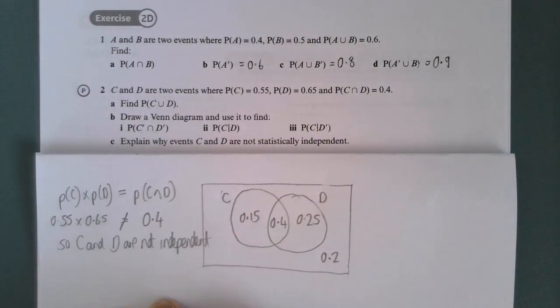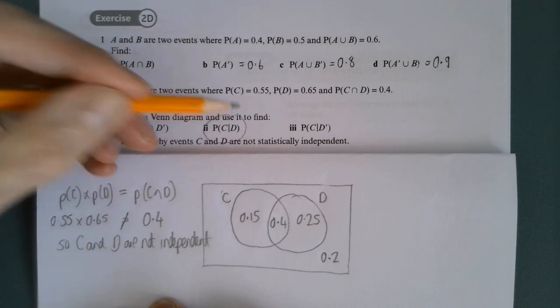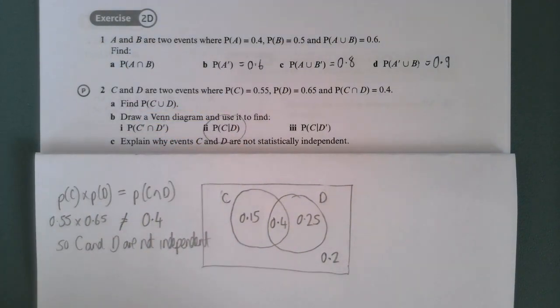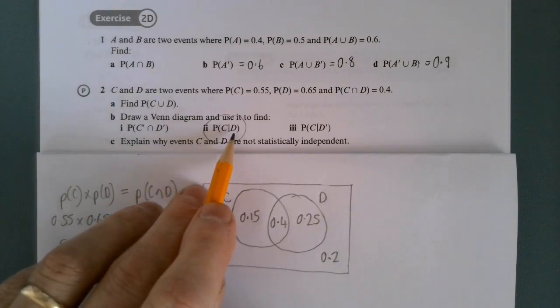You might want to try part B. That's sort of more of the same. I do just want to remind you about the given that notation. It's not part of this sort of formula thing, but this means that D has happened.